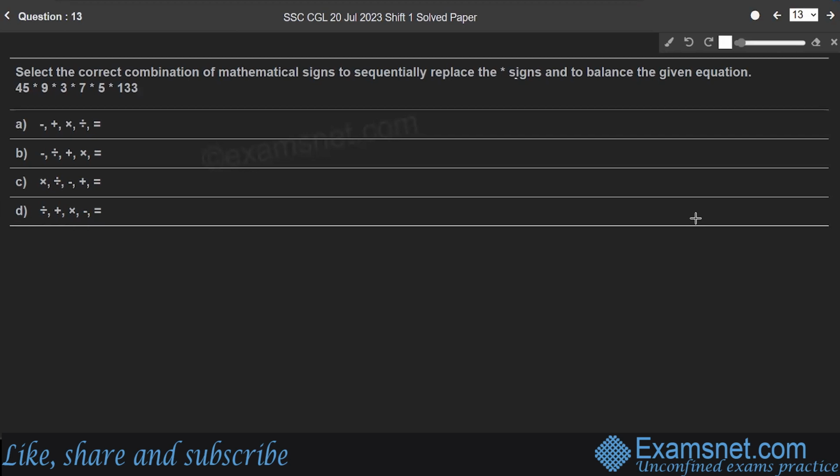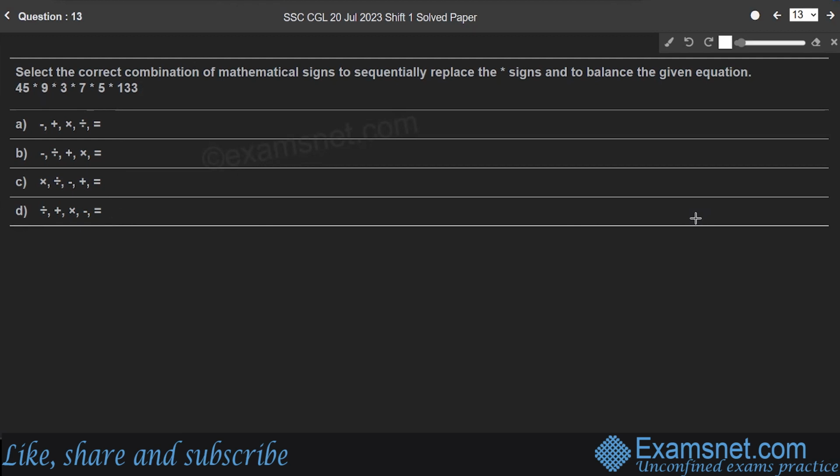Question 13. Select the correct combination of mathematical signs to sequentially replace the asterisk signs and to balance the given equation. So here is the given equation which has asterisk signs, right? Replace these asterisk signs with the following options. In each option, the signs are given in a certain order: minus, plus, into, division and equality signs. A, B, C, D options are given. Which of the given options balances the given equation? In place of the asterisk, we need to place the corresponding signs according to the options.